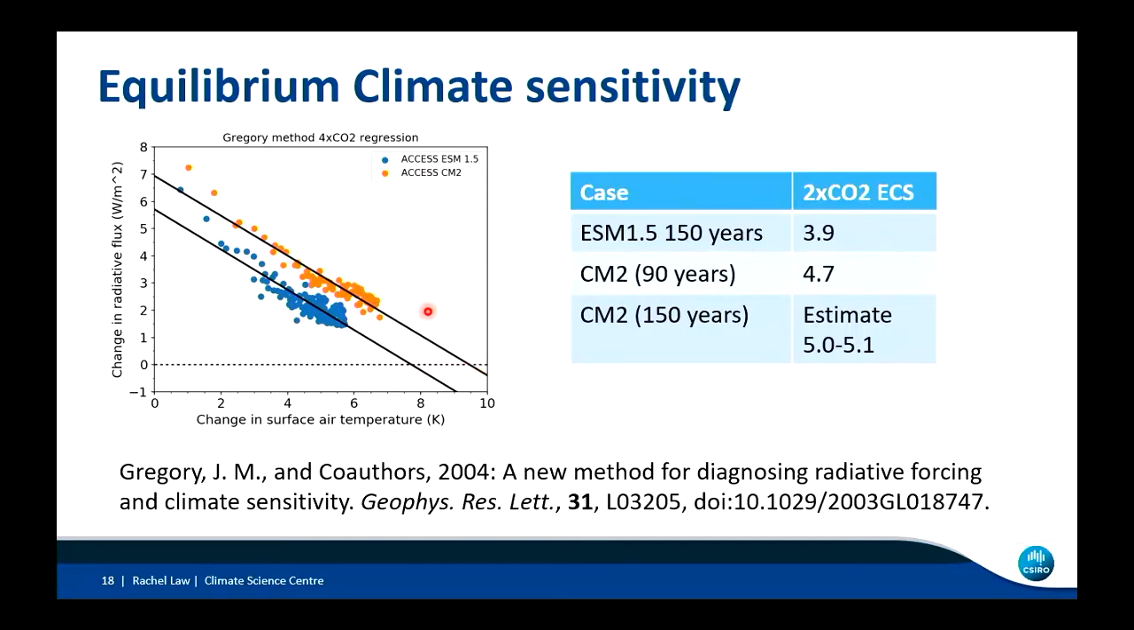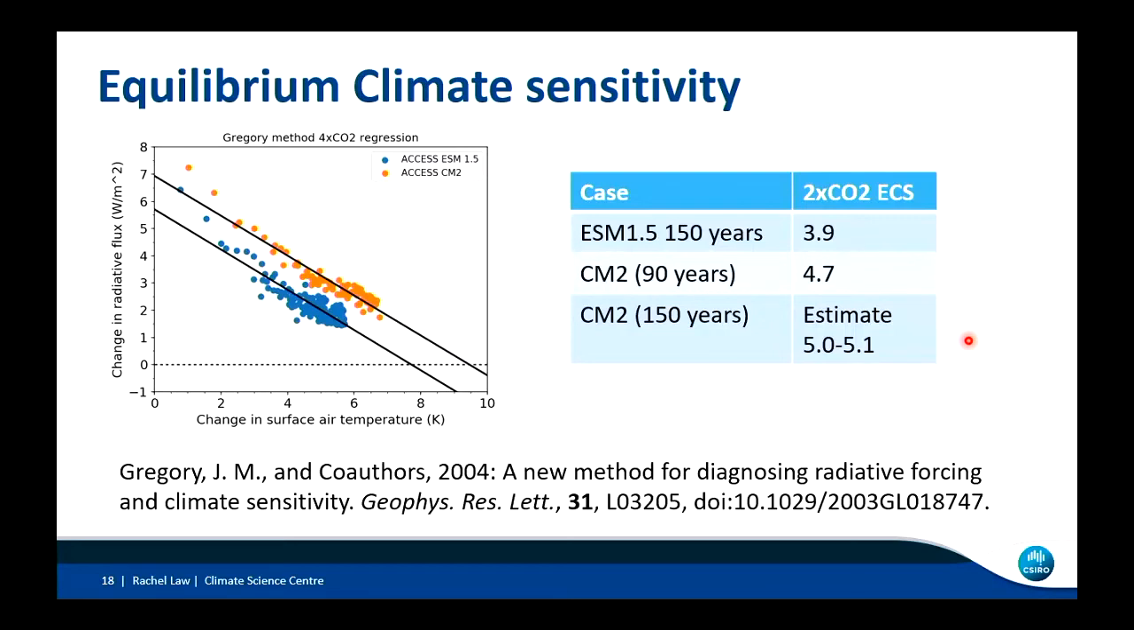This is from a 4 times CO2 run. People tend to quote their ECS for 2 times CO2, so you just halve this intercept here. For the ESM 1.5, across the full 150 years, we've got a 3.9. That was probably mid to upper of the CMIP5 range. For CM2, at the point where we did this calculation, we only had 90 years of the run. We estimate that if you'd had the full 150 years, it would change its slope, flatten it a bit, so you'd get something around 5 to 5.1.